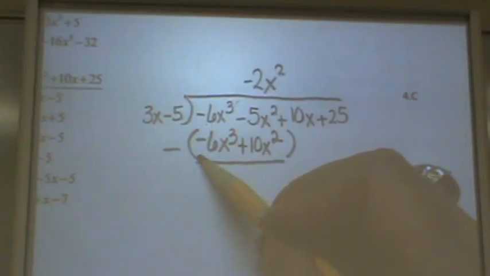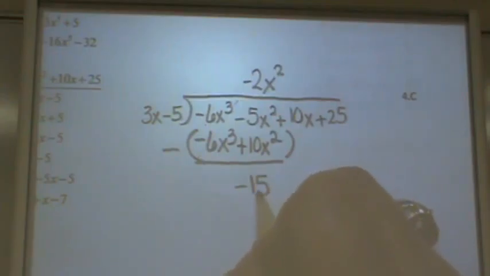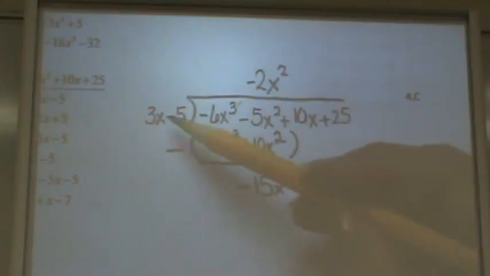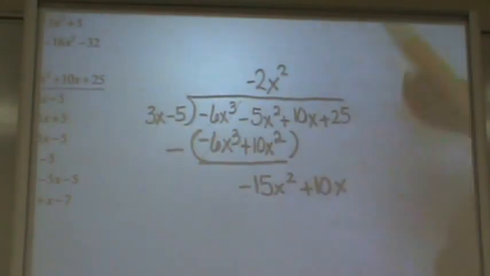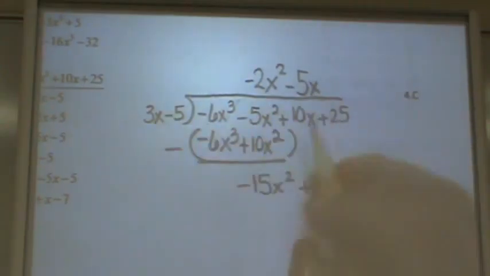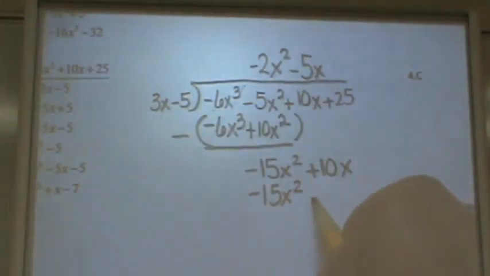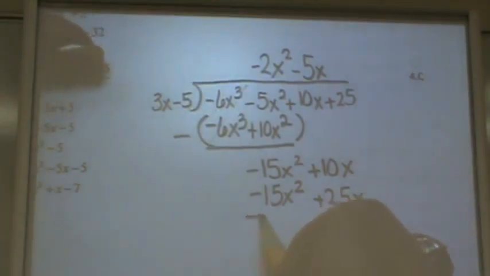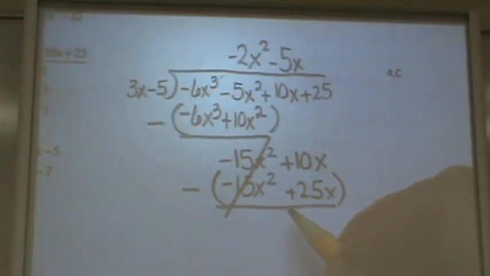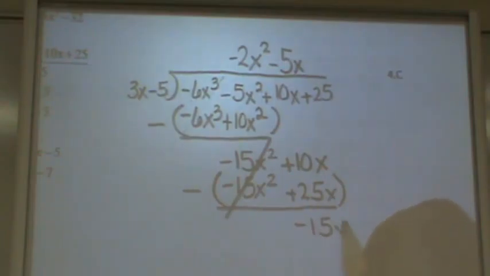So these will cancel, and this -10, this is going to be a -10, so we have -15x squared. Bring down the 10x. Now I want to know 3x times what is -15x squared. So it's going to be a -5x. -5x times 3x is -15x squared. And then -5x times -5 is 25x. Again, you are going to subtract these. The -15x squareds will be eliminated. 10x minus 25x is -15x.